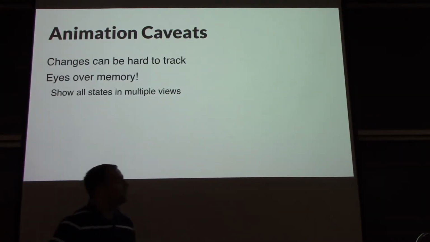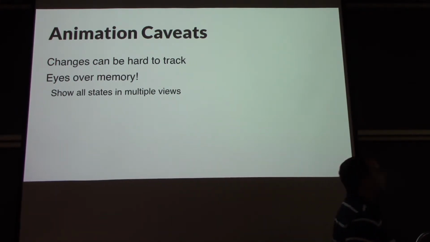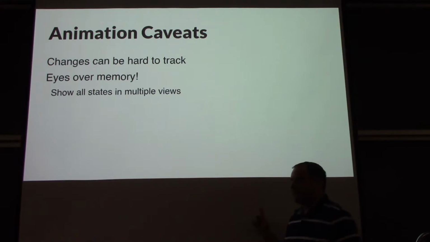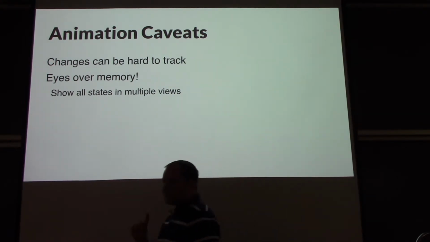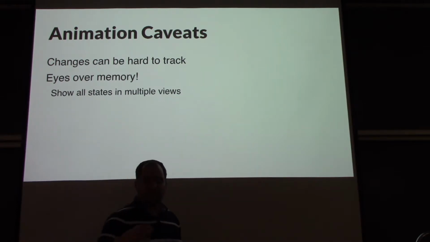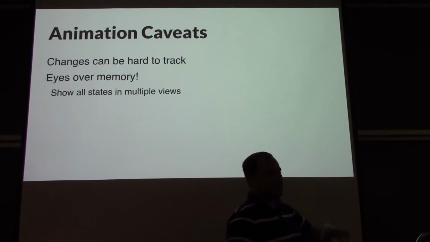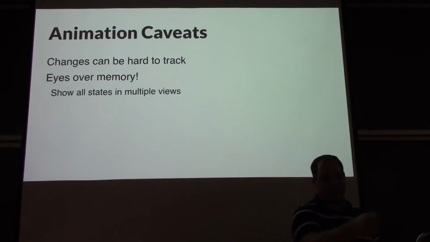So yeah, what are the caveats? We already mentioned that changes can be hard to track, and we also have this eyes over memory principle, right? These temporal transitions are good, but we can always ask whether we can show the two different stages, or these multiple different stages, at the same time.